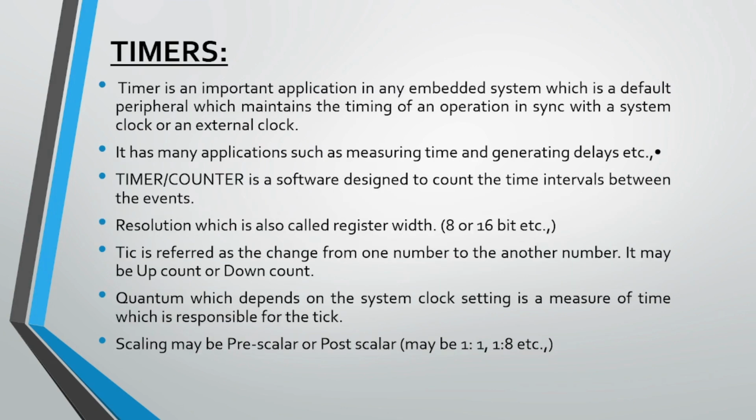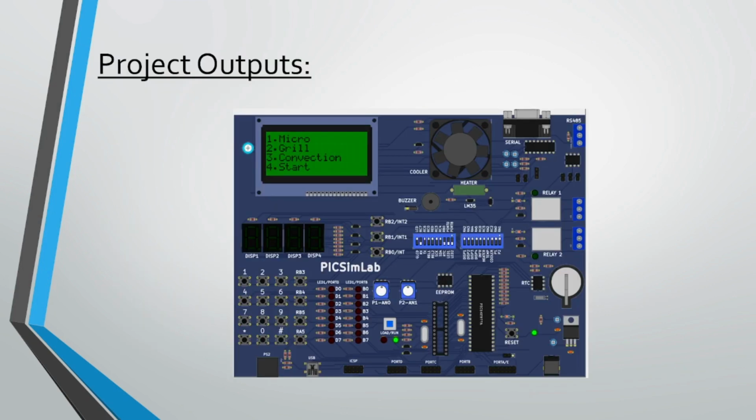Coming to a timer. Timer has many applications such as measuring time and generating delays, etc. Timer or counter is a software designed to count the time intervals between the events. TIC is referred as a change from one number to another number. It may be up count or down count. Timer is an important application in any embedded system, which is a default peripheral which maintains the timing of an operation in sync with the system's clock or an external clock.